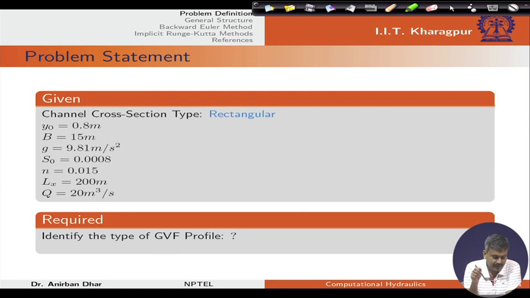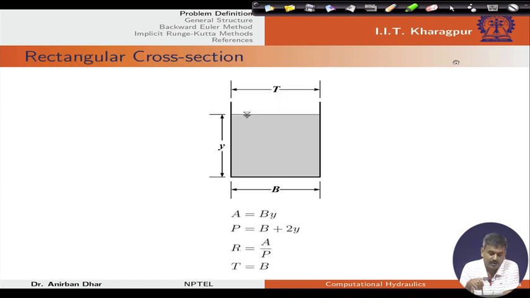Now, in this case, required is that we need to identify the type of GVF profile from the problem and plot the GVF profile. So, this is for rectangular cross section.